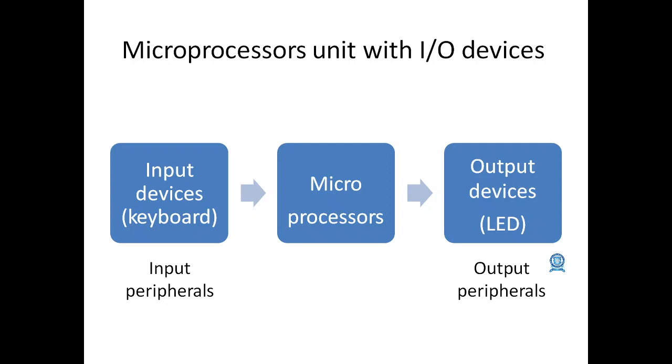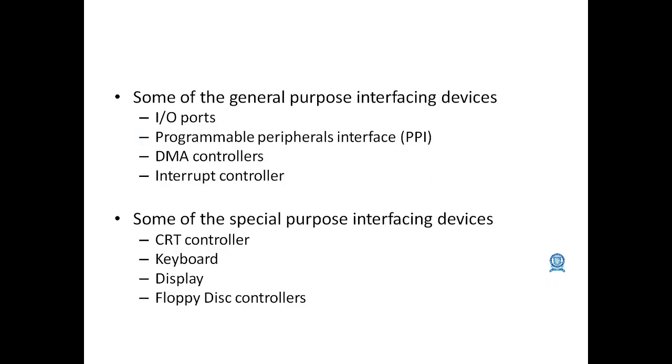So the microprocessor works with input and output devices. The input device is a keyboard, an input peripheral. The signal from the input device is given to the microprocessor and the processed signal is sent to an output device, either LED or other devices, that is the output peripheral. Some of the general purpose interfacing devices are input output ports, Programmable Peripheral Interface PPI, DMA controllers and interrupt controller. Some of the special purpose interfacing devices are CRT controller, keyboard, display, floppy disk controllers.